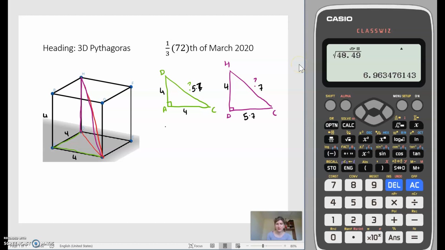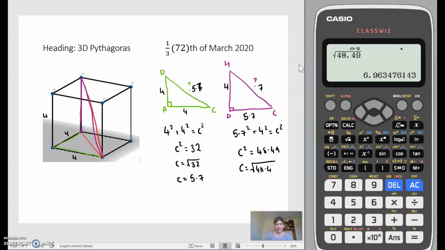I'm just going to write out this working. We have 4 squared plus 4 squared equals c squared equals 32, c equals the square root of 32, therefore c equals 5.7. Then we had 5.7 squared plus 4 squared equals c squared. Therefore c squared was equal to 48.49, c equals the square root of 48.49, so therefore c equals 7. So our big diagonal length, H to C, is equal to 7.